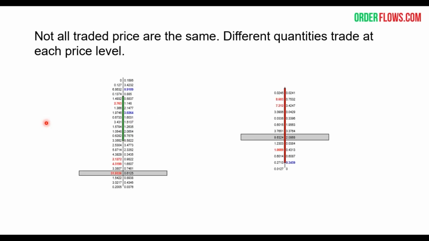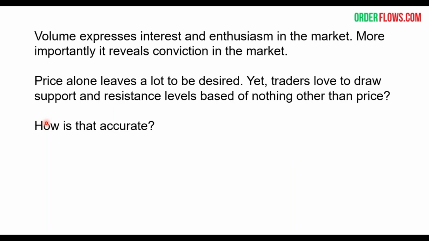So not all traded prices are the same, right? Different quantities trade at each price level, right? Some prices might have 30 contracts traded. Some prices might have 2 contracts traded. Some prices might have no contracts traded, right? But even if there are no contracts traded, you're not going to notice that in a normal bar chart. But if you're looking at a footprint chart, you're going to see that right away. So volume expresses interest and enthusiasm in the market. More importantly, it reveals conviction in the market.